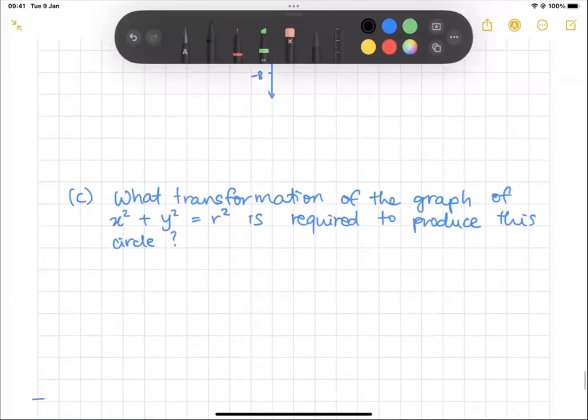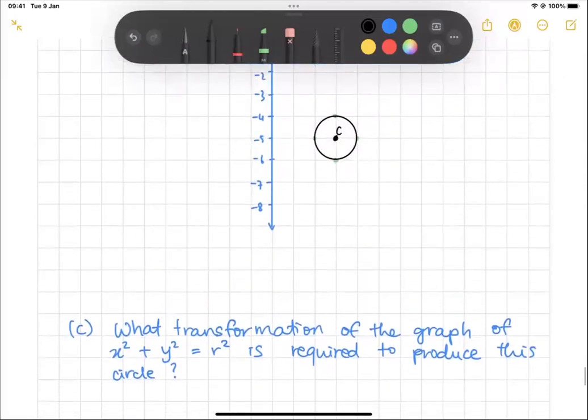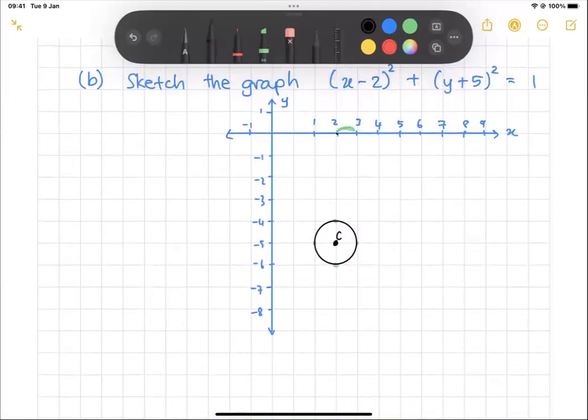It says, what transformation of the graph of x squared plus y squared equals r squared is required to produce this circle, the circle that we got up here? So x squared plus y squared equals r squared is when the center is at the origin. So for example, let's say this is our circle with the origin at 0, right? What happened to the circle where I got to this new one here?